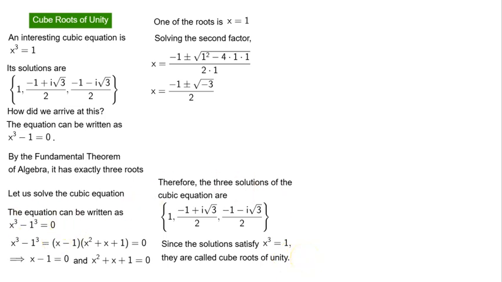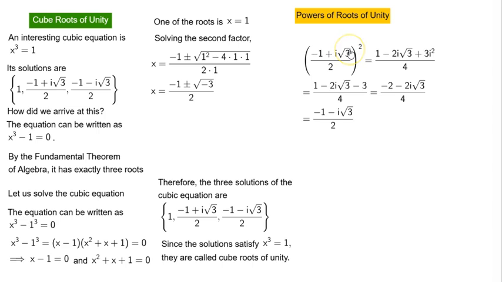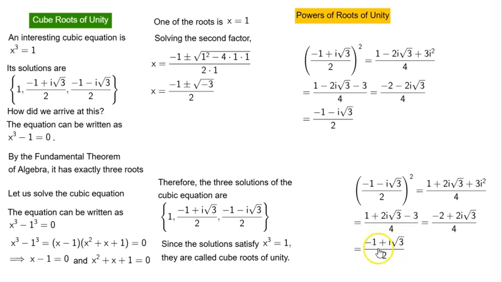Now, let's look at their powers. Powers of roots of unity. Looking at the square of the second root, minus 1 plus i root 3 by 2, the whole square. Simplifying it, we get minus 1 minus i square root of 3 by 2, which is the third root. So squaring the second root gives us the third root. Now let's see what happens when we square the third root. Squaring it, we get the second root.